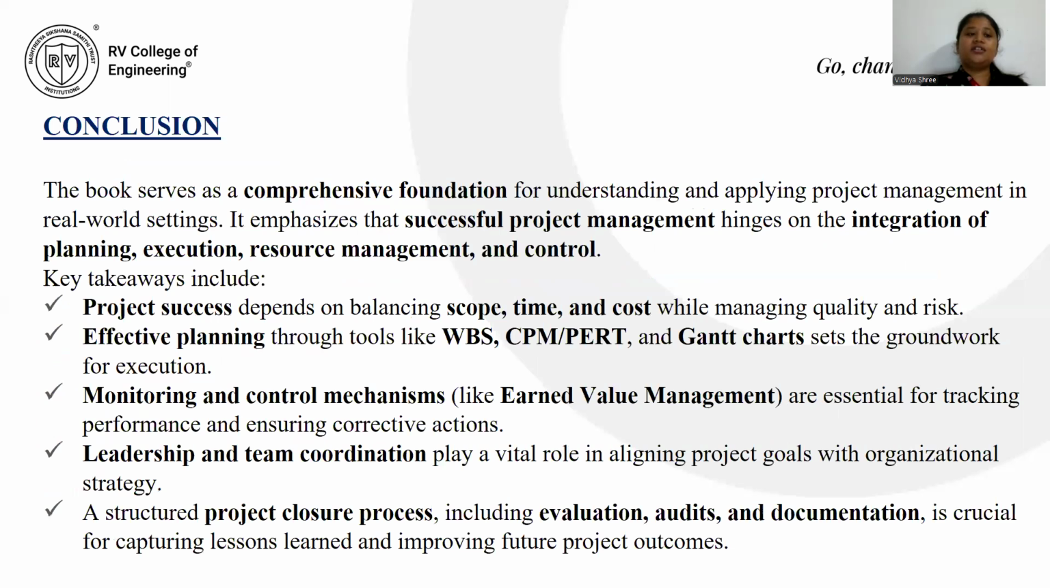In conclusion, this book serves as a comprehensive foundation for understanding and applying project management in real-world settings. It emphasizes that successful project management hinges on the integration of planning, execution, resource management, and control. Key takeaways include that project success depends on balancing scope, time, and cost, and that effective planning through tools like work breakdown structure, critical path method, and Gantt charts sets the groundwork for execution.